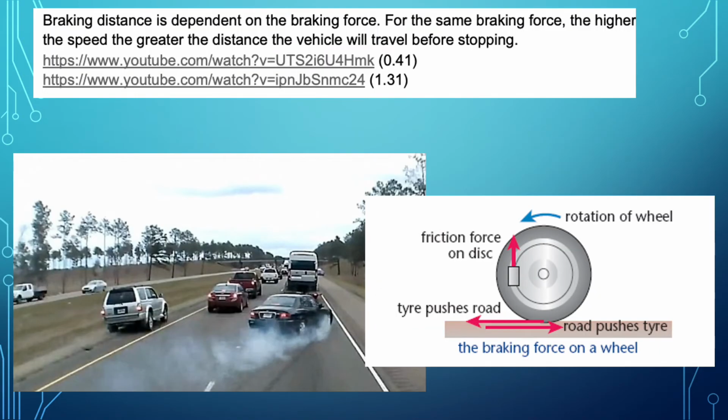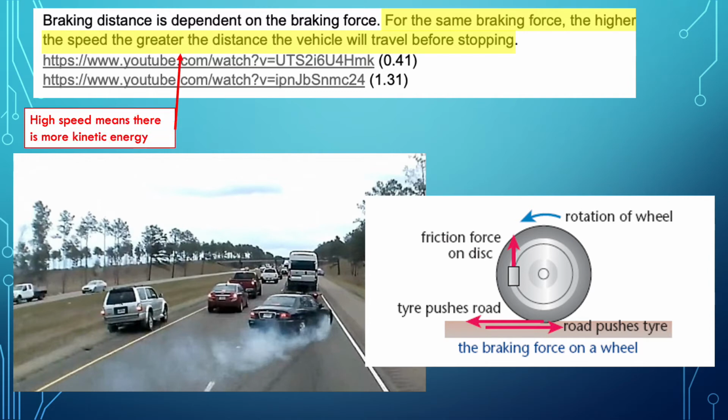So that was your thinking distance, and now we're looking at braking distance. So braking distance is dependent on something called braking force. That makes sense. And for the same braking force, the higher the speed, the greater the distance the vehicle travels before stopping. And this has to do with the type of energy that we're looking at when you're driving a car, and that's kinetic energy.